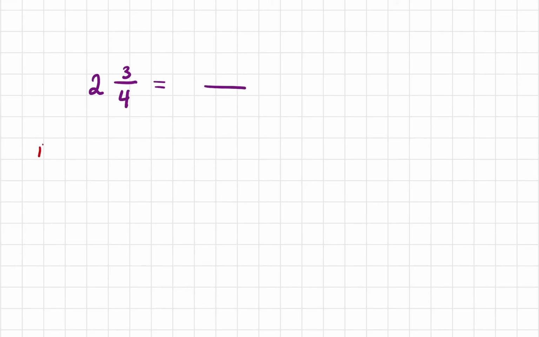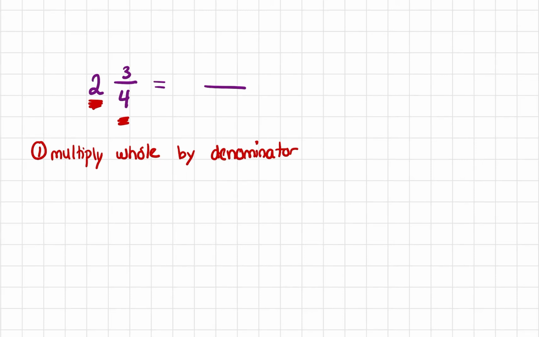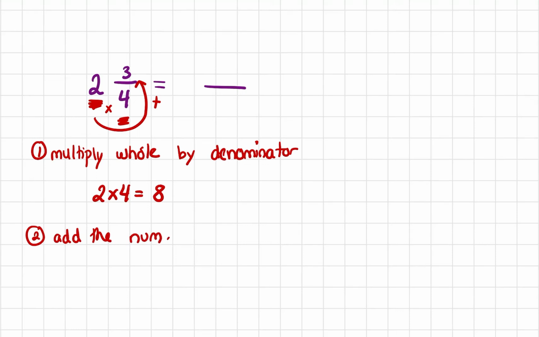You first, and I'll write them out here, need to multiply the whole by the denominator. It's very important that you know what these words mean because you need to make sure that you're multiplying the right things. So you're going to multiply the whole by the denominator. And in this case, it's going to be 2 times 4, which is 8. But in addition to that, you also are going to need to circle on up and add the numerator to the product that you just got in the first step.